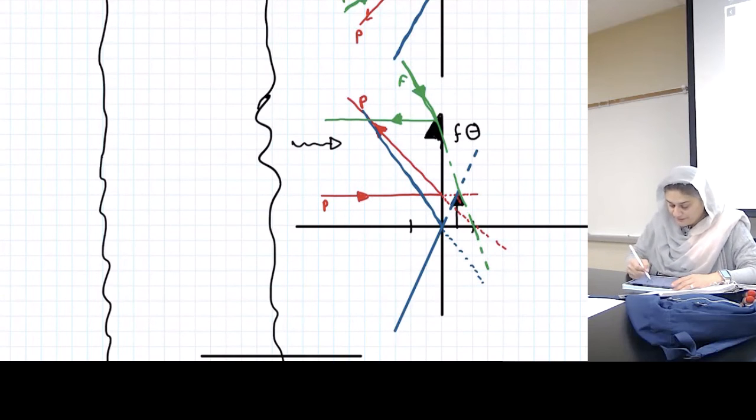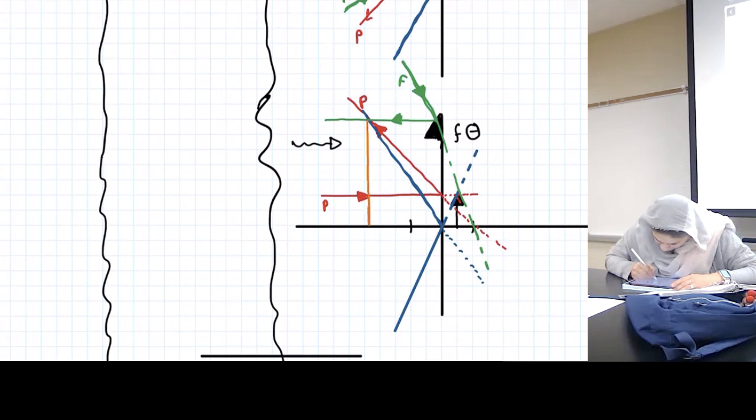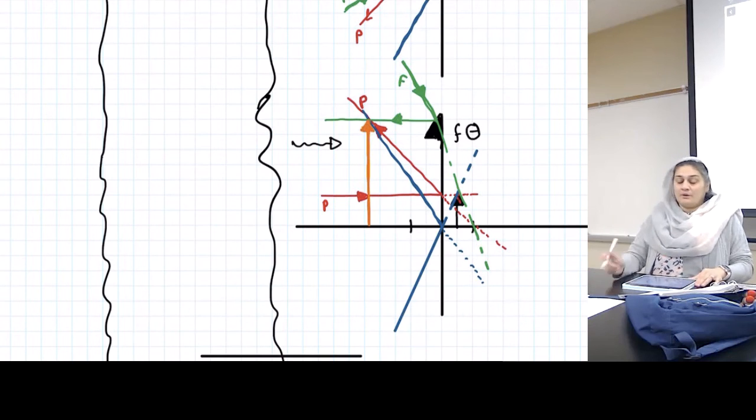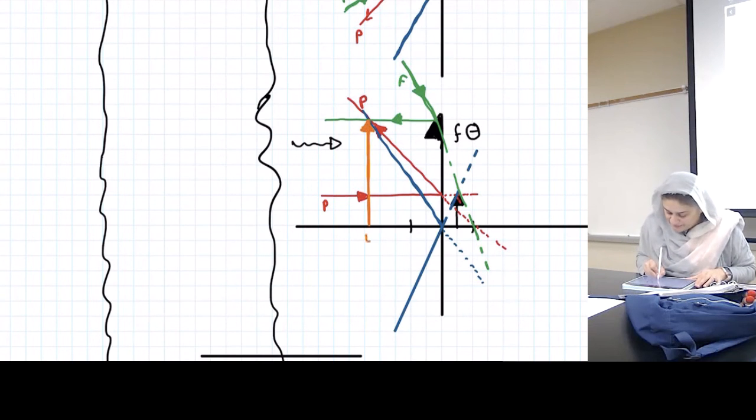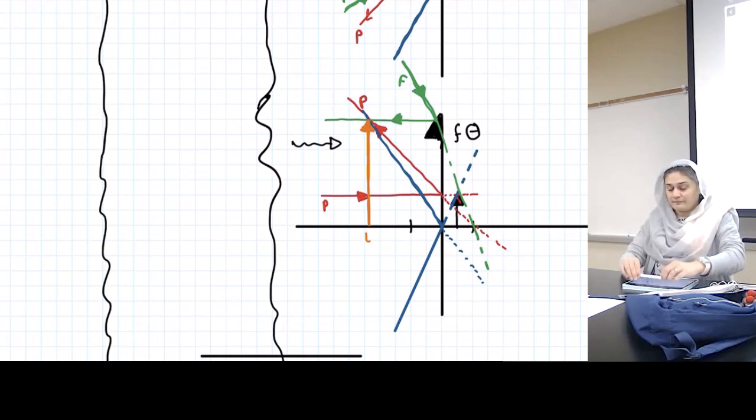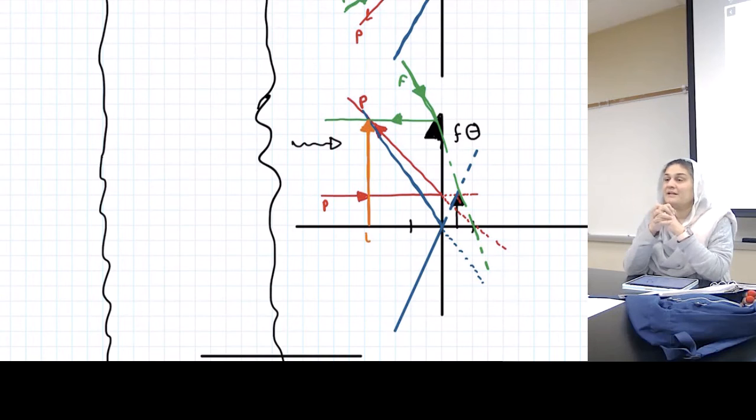And where do all three of these meet? Right here. Woohoo! And that's going to be my image. Again, this is a virtual object that gives you a real image.